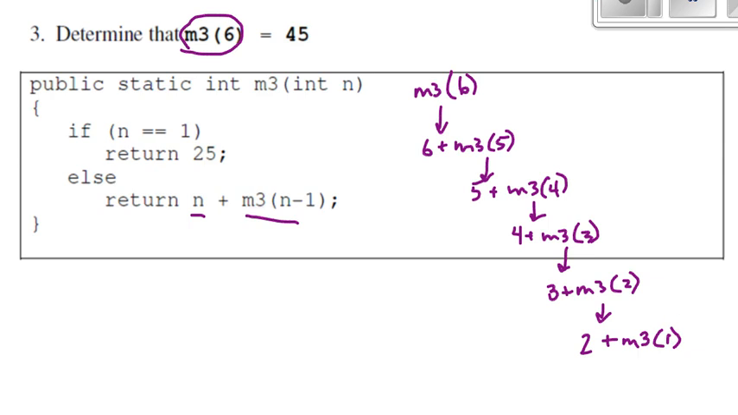This time I know my base case. My base case is if n equals 1, I return 25. So I'm just going to replace that with a 25. Well, I take 25 plus 2 and return it here. That's 27. 3 plus 27 means this value is 30. 30 plus 4 means this value is 34. 34 plus 5 gives me 39. And lastly, 39 plus 6 gives me the answer that I was looking for, which is 45.